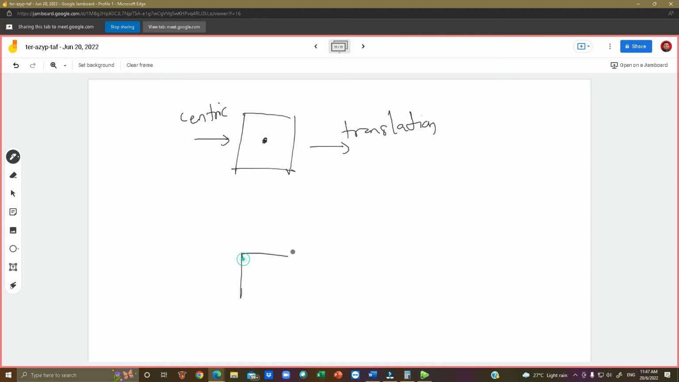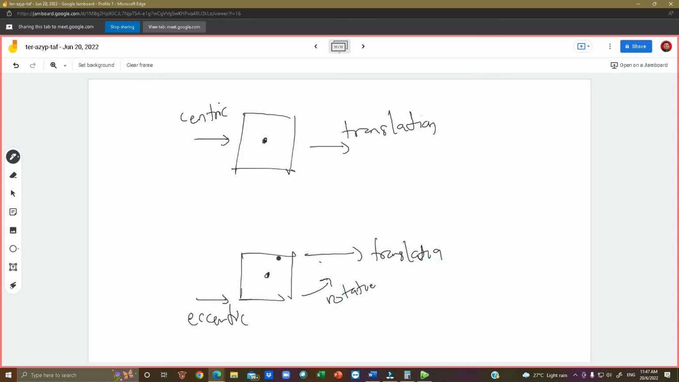Okay. Another type of force is being applied parallel to the center. This is known as eccentric force. So it will cause satu, rotation. Dua, translation.